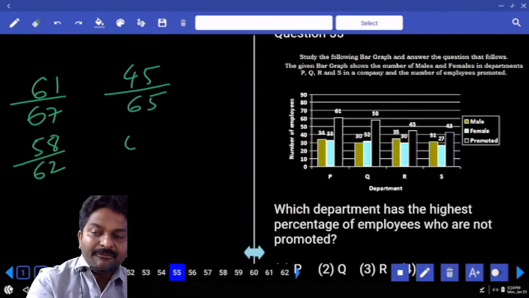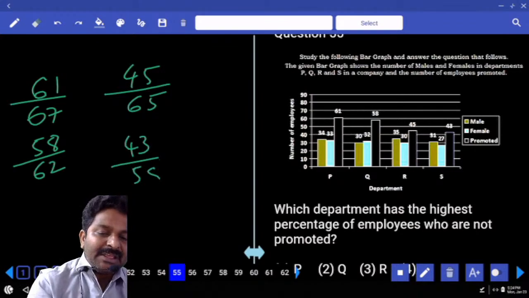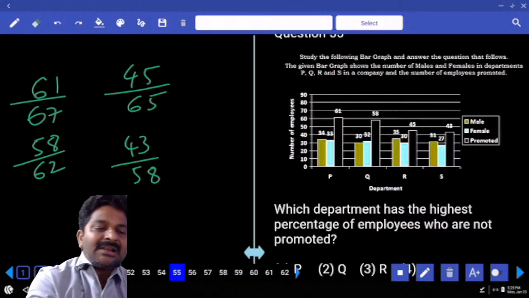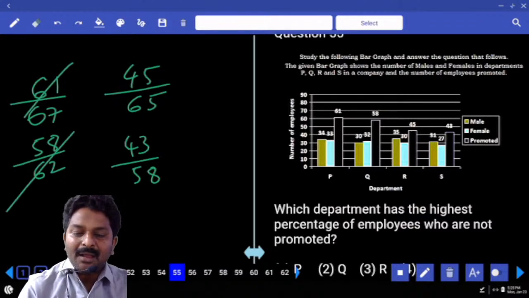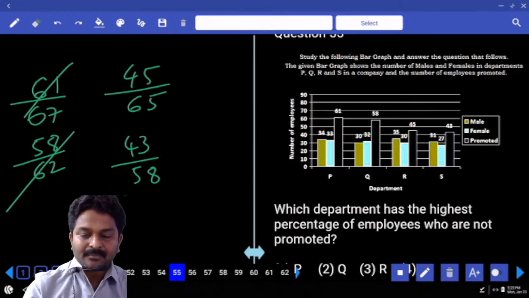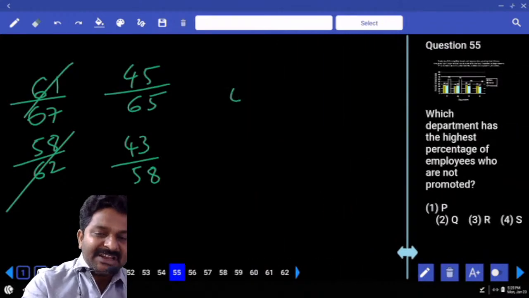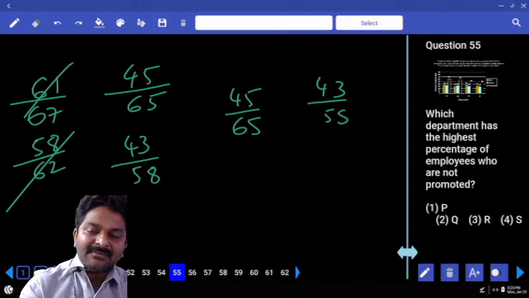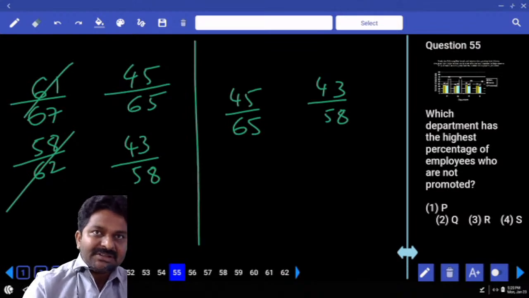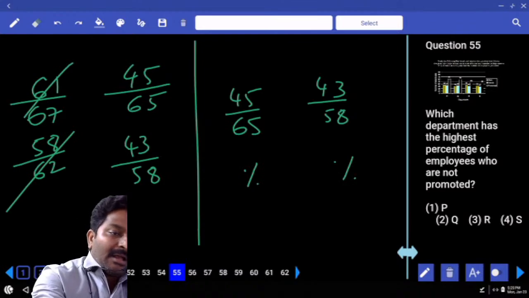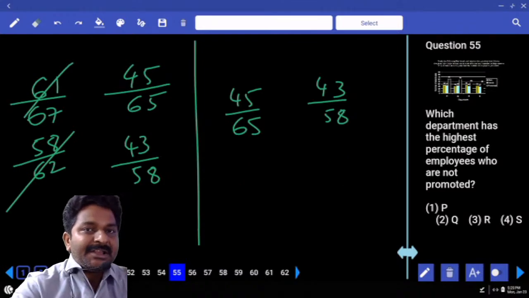Next, last one, 43 upon 58. This is also about 80%. So now the answer cannot be these two. Either it must be R or S. Correct? So now, to compare two fractions, 45 by 65 and 43 by 58, anytime you want to compare fractions, either convert into percentages and compare them, otherwise go for cross multiplication and observe values.